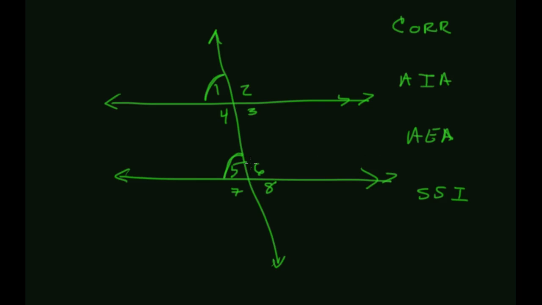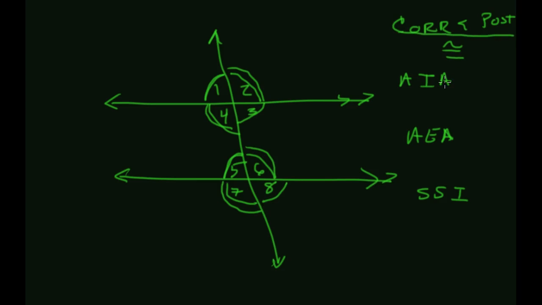If you were to slide this line up to there, it would be very clear that 1 and 5 have to have the same measure. So we get a corresponding angle postulate, which tells us that corresponding angles, when the lines are parallel, are congruent. So 1 and 5 are congruent, 3 and 8 are congruent, 2 is congruent to 6, and 4 is congruent to 7, all by the corresponding angle postulate.